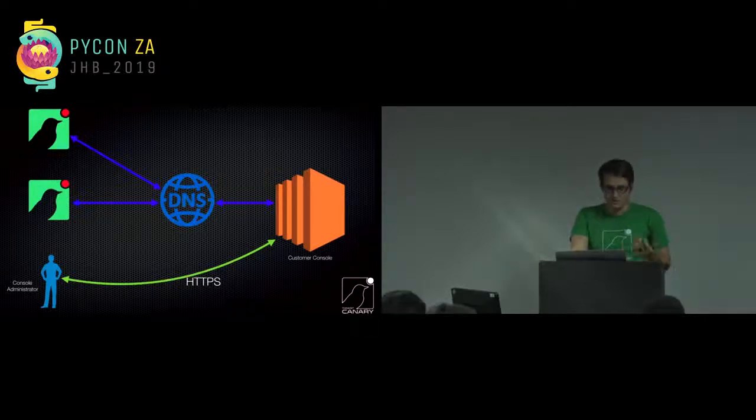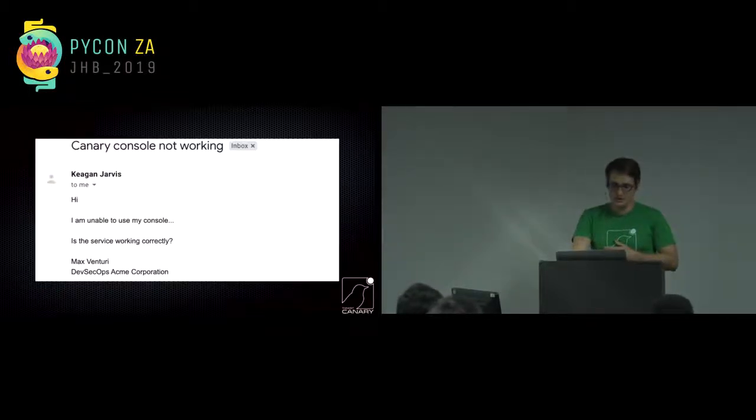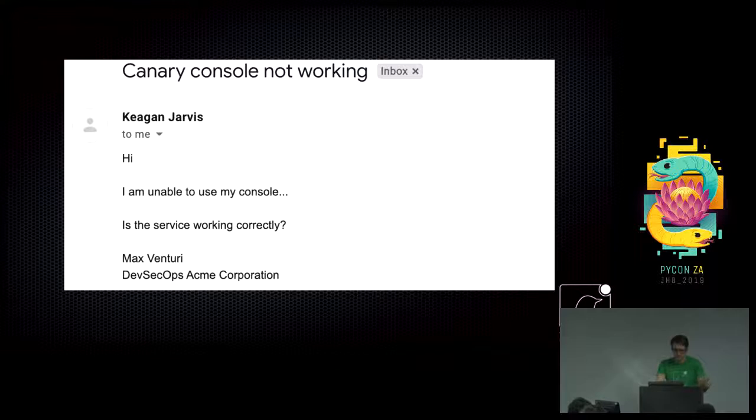The customers are then able to manage their canaries on an online console, which is done via web UI across HTTPS. The web server that we're running there mostly just proxies onto an application server. So this is definitely what we want to avoid completely. We don't want customers mailing in and telling us that their console is down or that our services aren't working correctly. What that means is we need more monitoring on these consoles.